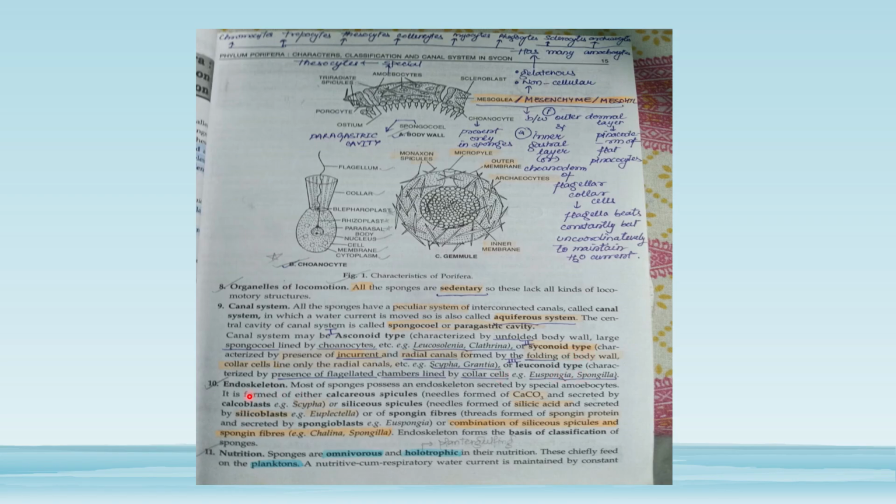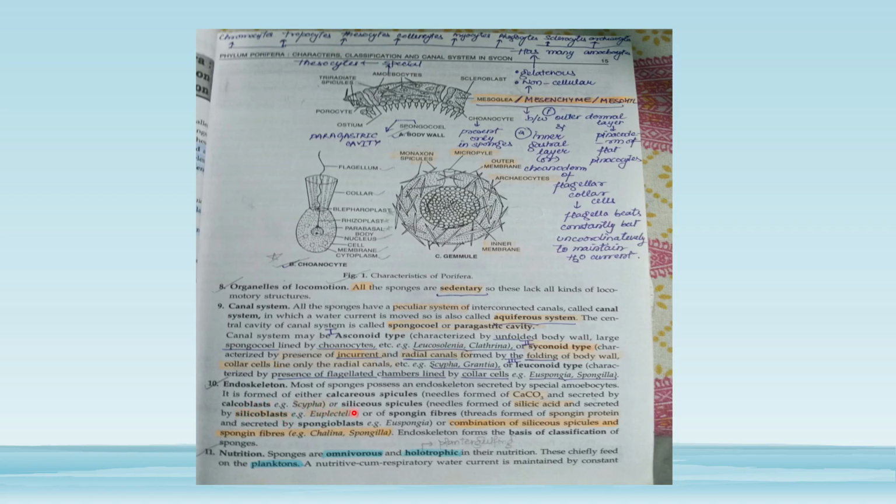Next is the endoskeleton. So what kind of things is the endoskeleton made up of? Most sponges possess an endoskeleton secreted by amoebocytes. It is formed of either calcareous spicules. Calcareous means calcium, formed of calcium carbonate and secreted by calcoblasts. The cells which secrete this calcium carbonate are called calcoblasts.